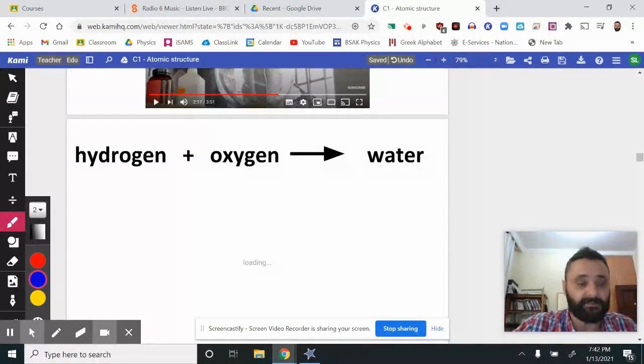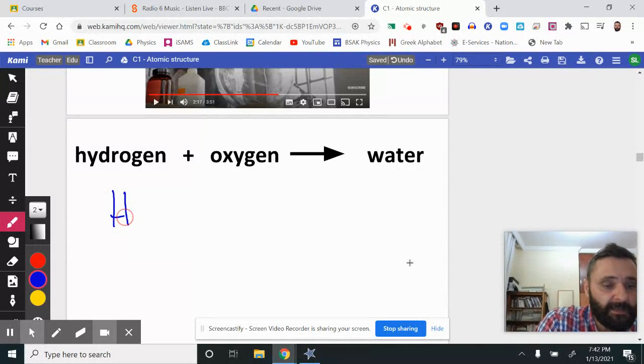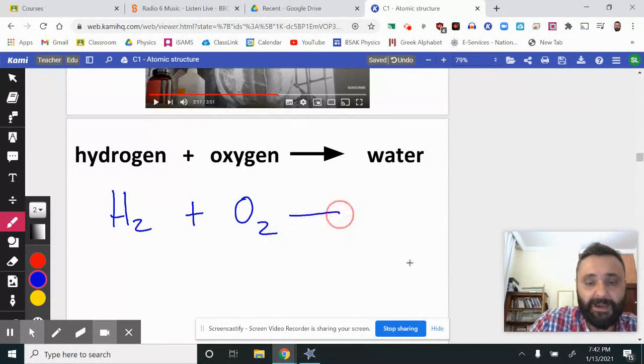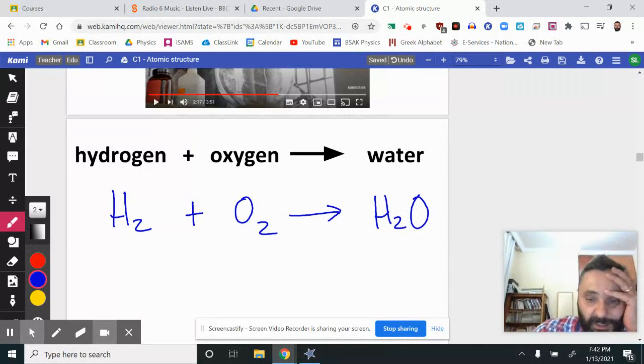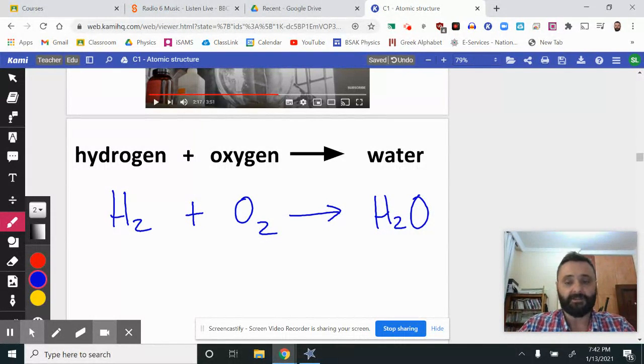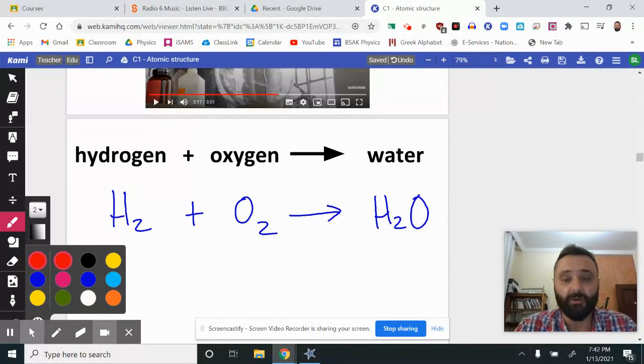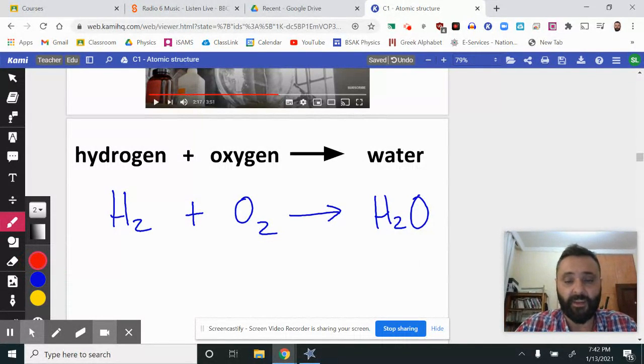Right, what about the combustion of hydrogen gas? Right, slightly different. Hydrogen gas, H2. Oxygen gas, O2. Arrow, reaction taking place. Chemical formula for water is H2O. Right. Hydrogen's on the left, 2. Hydrogen's on the right, 2. Balanced. Oxygen's on the left, 2. Oxygen's on the right, 1.